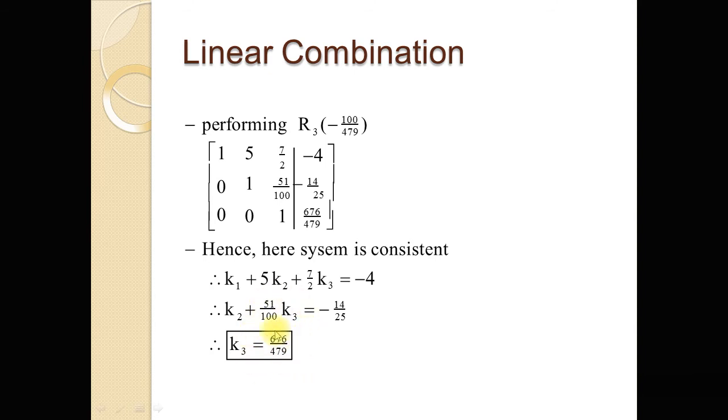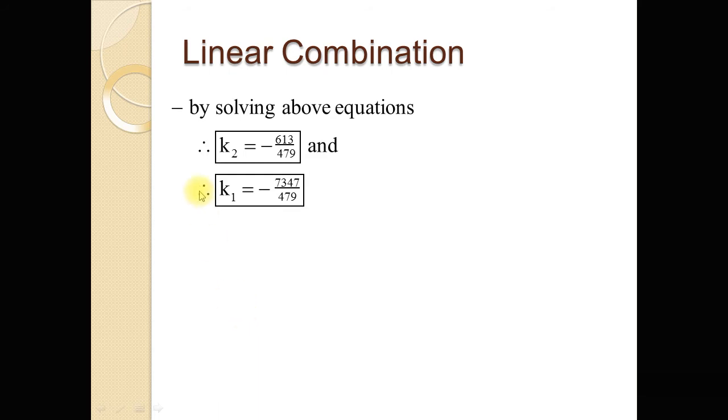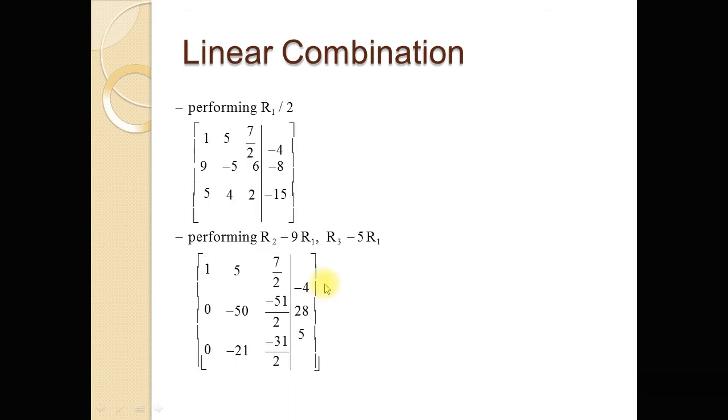Now by using back substitution, we put the value of k3 to obtain the value of k2. k2 = -613/479. And now putting the values of k2 and k3 in the first equation, we obtain k1 = -7347/479. So dear students, these are the values of the scalars k1, k2 and k3.